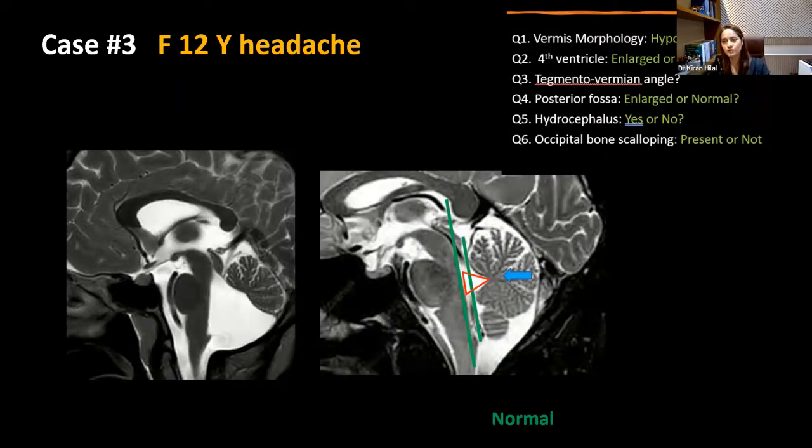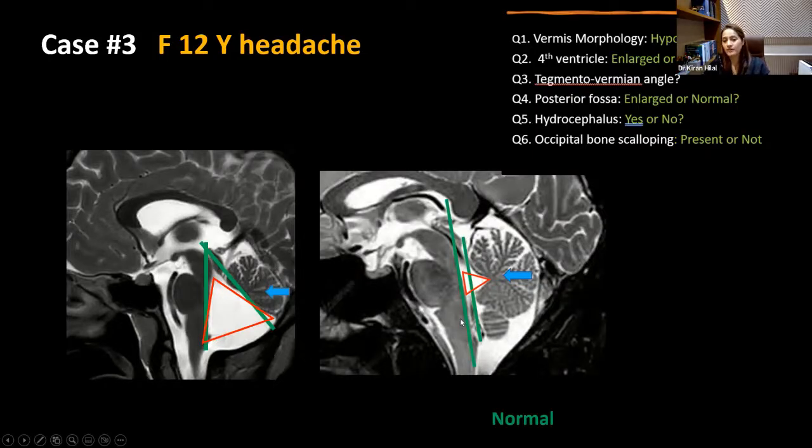So vermis morphology, what do you think of it? If you compare it with the normal vermis, definitely it's an abnormal, small size vermis as compared to the normal one. Question number 2, fourth ventricle. The fourth ventricle is definitely enlarged as compared to the normal ventricle. Question number 3, tegmentovermian angle. Definitely the tegmentovermian angle is abnormal, it is enlarged. Question number 4, posterior fossa. Is it enlarged? Of course, we have a cyst, but the enlargement is not there. The answer is no.